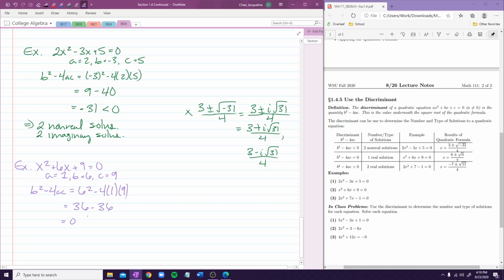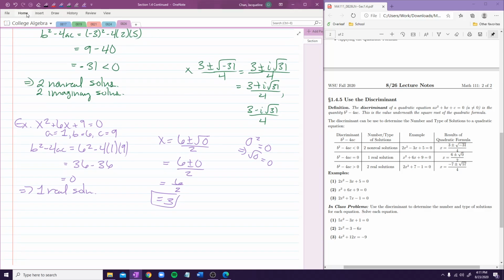So what does it mean when the discriminant equals 0? That means we get 1 real solution. Let's look at the results of the quadratic formula. We get x is equal to 6 plus or minus the square root of 0 over 2. That makes sense, because the square root of 0 is 0, since 0 squared is equal to 0. So I get 6 plus or minus 0 over 2. Adding or subtracting 0, nothing changes, so we get 3. One solution.